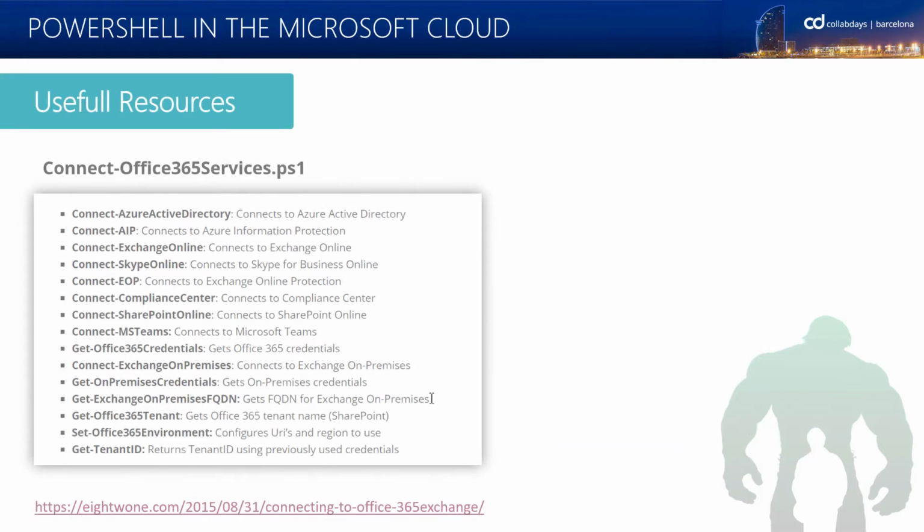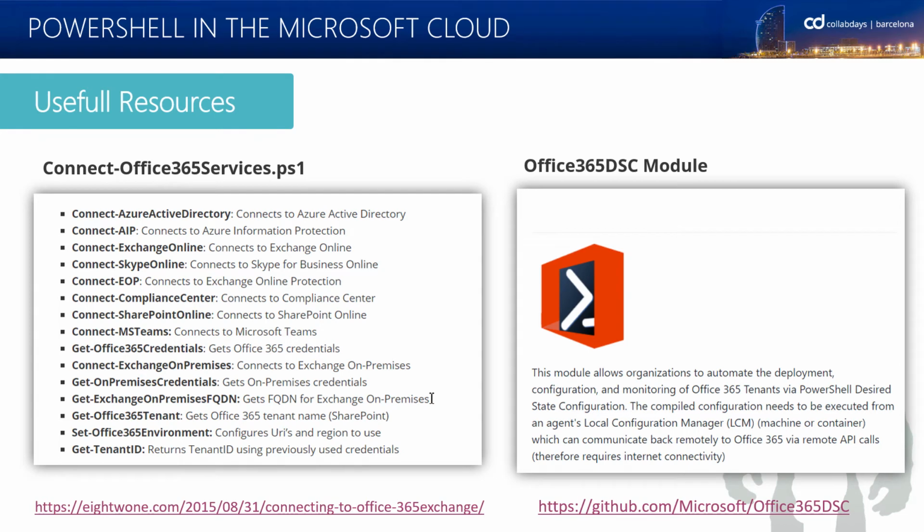So, useful resources. Connect Office 365 services is one of them. It's a module, a script, that with that script we can connect to multiple Office 365 services. We can connect to Azure Active Directory, to the Exchange Online, to the SharePoint Online, Teams. We can even connect to some of the on-premises services like the Exchange, or even get on-premises credential. So the script itself, it's one script that's actually calling Microsoft commandlets, so it's very useful.